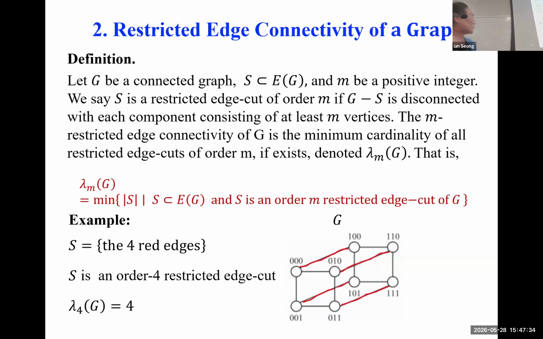Here, if you look at the set of the edges right here and cut from here, you see two disconnected sets, each of them has 4 vertices. So this is a 4 restricted edge cut. And no matter how you cut, the number for G is actually 4. Okay, that is the definition.